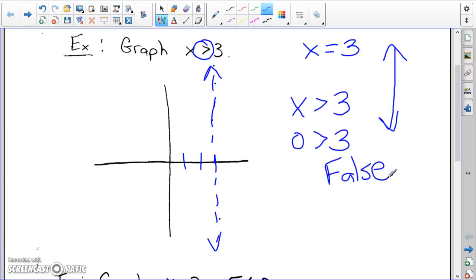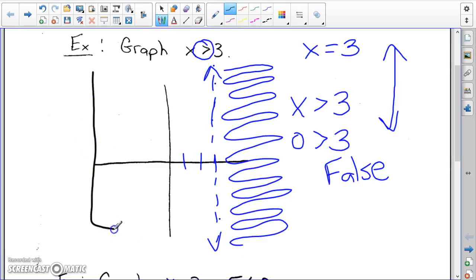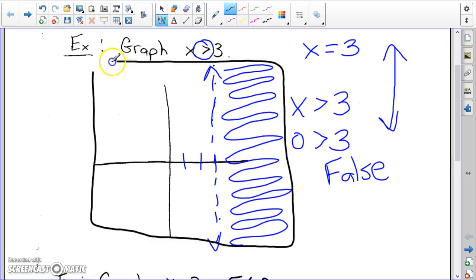If you get a false statement, then you will shade the side opposite of the origin. So the side opposite of the origin is going to be over here to the right. That's the side opposite of the origin. Now what's your answer? It's the whole graph. This entire graph is the solution because all points in that shaded region to the right of the dotted line, not including the dotted line, but to the right of the dotted line, all of those points are solutions. So there are infinitely many solutions to this inequality. That's why we have to use a graph to give the solution.